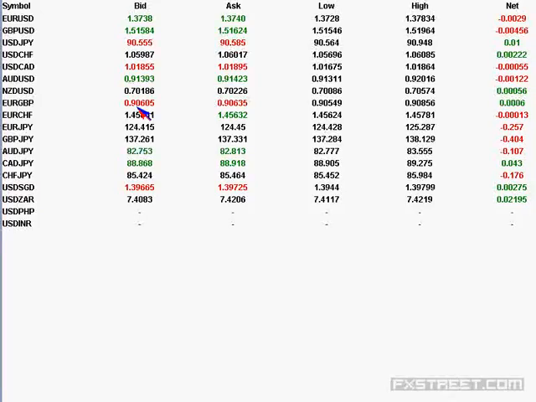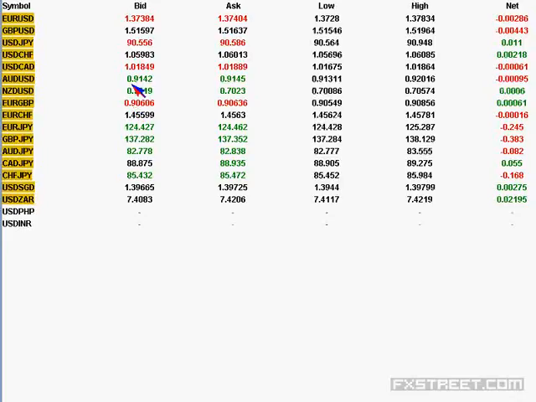Then in the case of Euro GBP, you find that net change is 6 pips positive, which indirectly indicates that Euro drop is lesser when compared to GBP drop. As a result, Euro GBP is making a small firming up move.